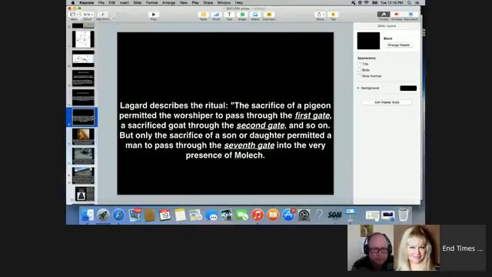But the sacrifice of a pigeon is permitted to the worshiper of Bel to go through the first gate, and the second is a goat. You can go through the second gate, and so on. But the sacrifice of your child, not your child, but a child, is permitted a man to pass through a seventh gate into the very presence of Moloch.